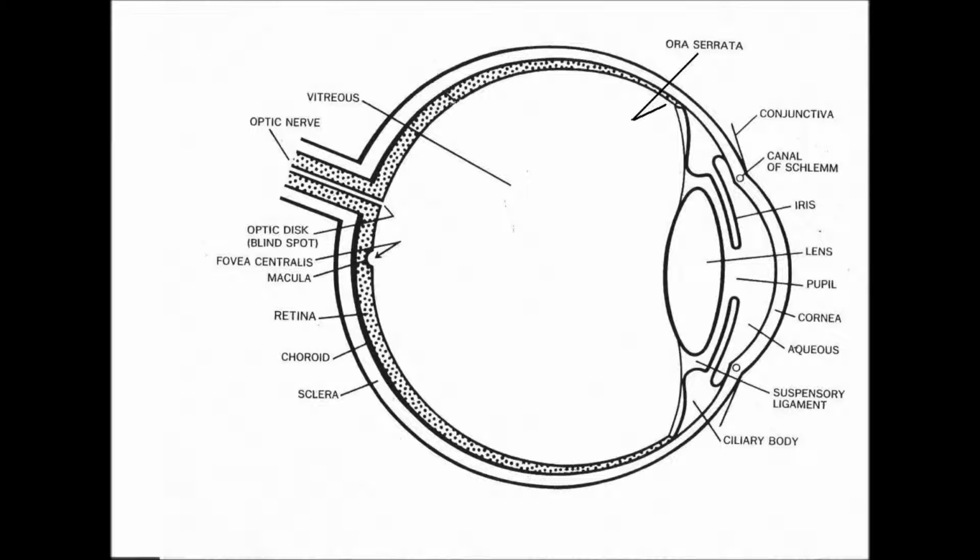The canal of Schlemm is a circular canal or channel in the eye that collects the aqueous humor from the anterior chamber and delivers it into the bloodstream through the anterior ciliary veins. The fovea centralis is a tiny pit located in the macula of the retina that provides the clearest vision of all.